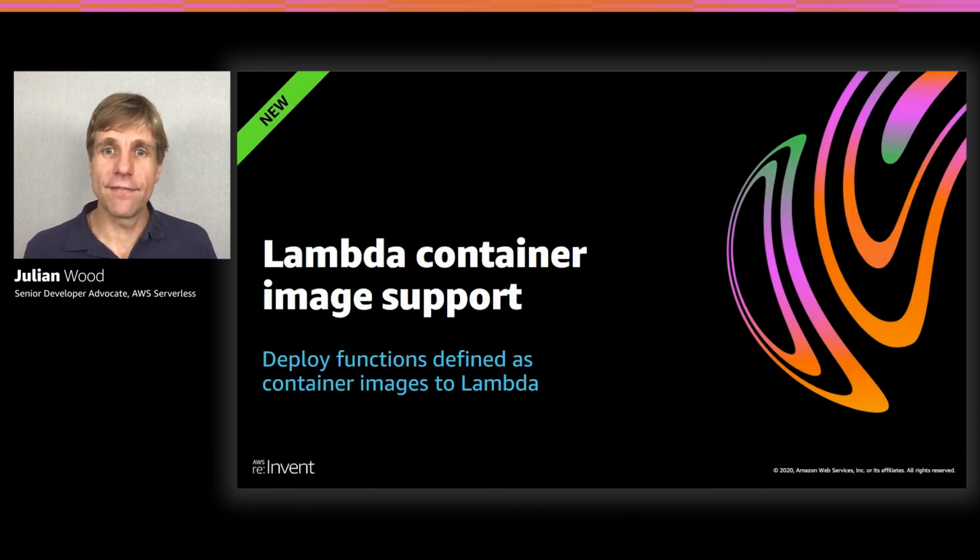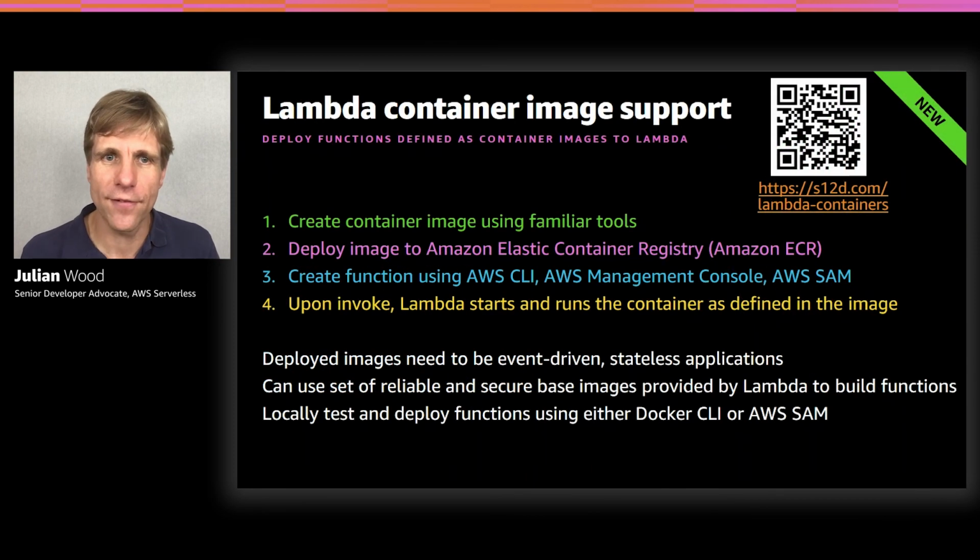Another exciting new capability of Lambda is being able to create functions defined as familiar container images. You can use your existing familiar container tooling to define your Lambda functions, which can contain your observability tools. You create container images, which you then upload to Elastic Container Registry and build the function using the images. When your function invokes, Lambda starts and runs the container you've defined. This means you can now use familiar container image building constructs to add observability tooling to your Lambda functions. Container images still need to be event-driven applications, as I explained earlier. Again, there's a lot of information about this announcement, so follow the link to read more.